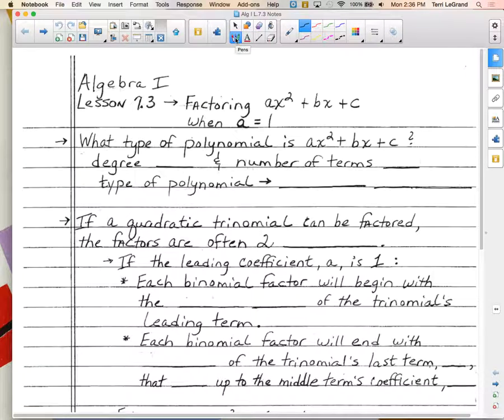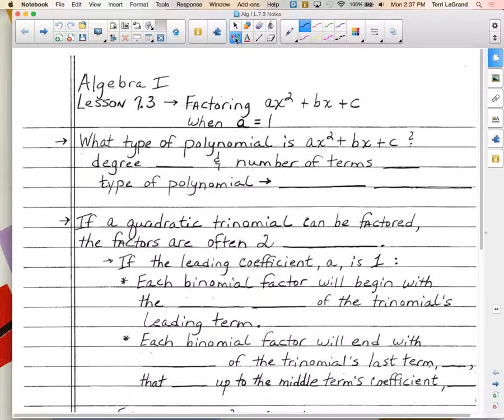Lesson 7.3. We are now moving on to what if you can't use the GCF for factoring, or what if after you get the GCF factored out, what you're left with is a trinomial. If it is a trinomial, then you're going to check to see, can you factor that trinomial? So today, it says up here, we're going to factor trinomials where a is equal to 1.